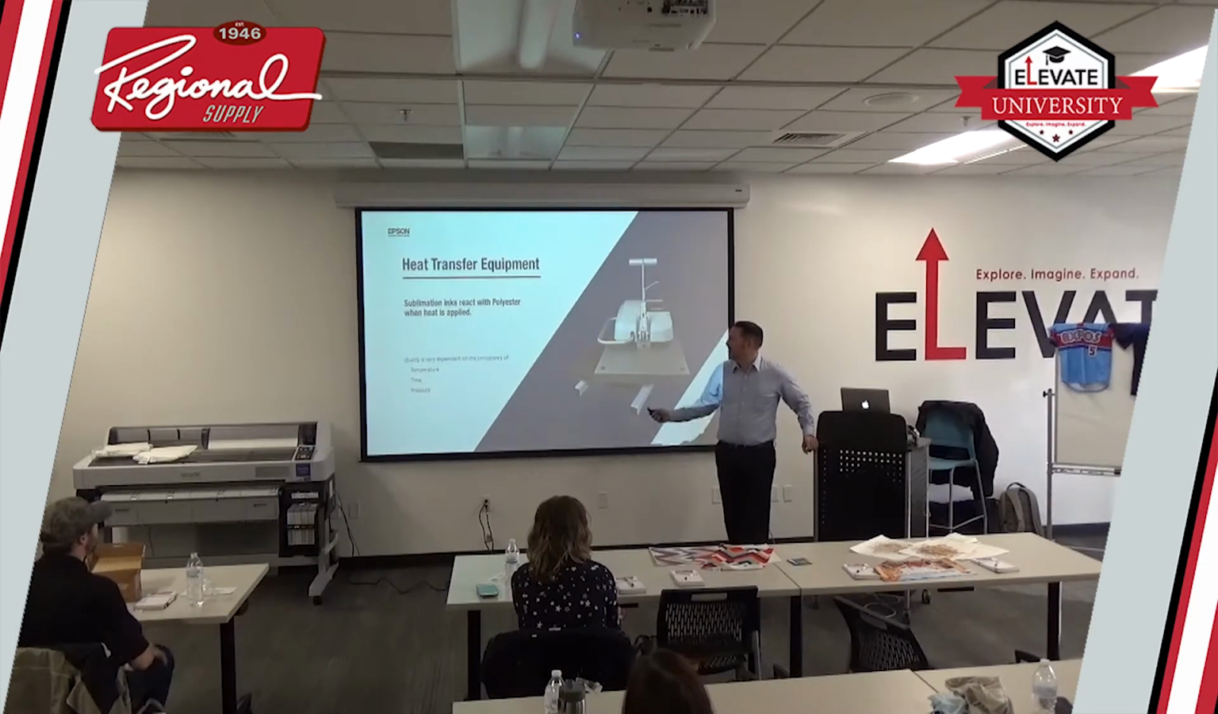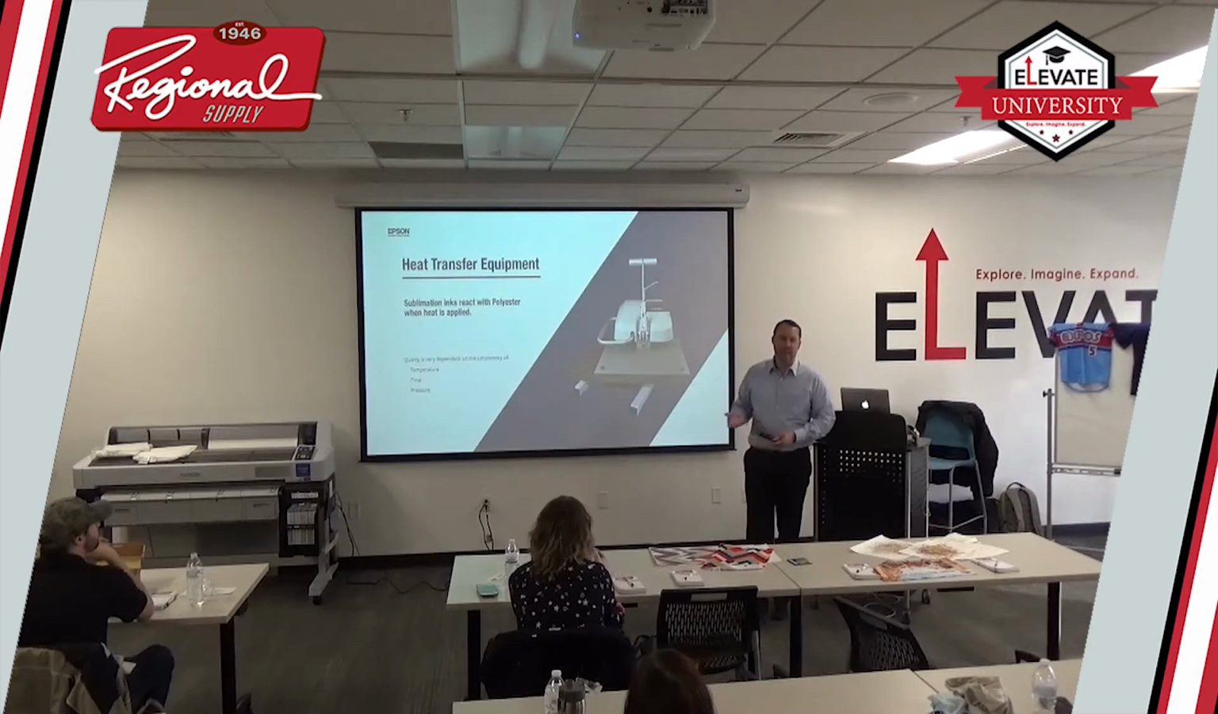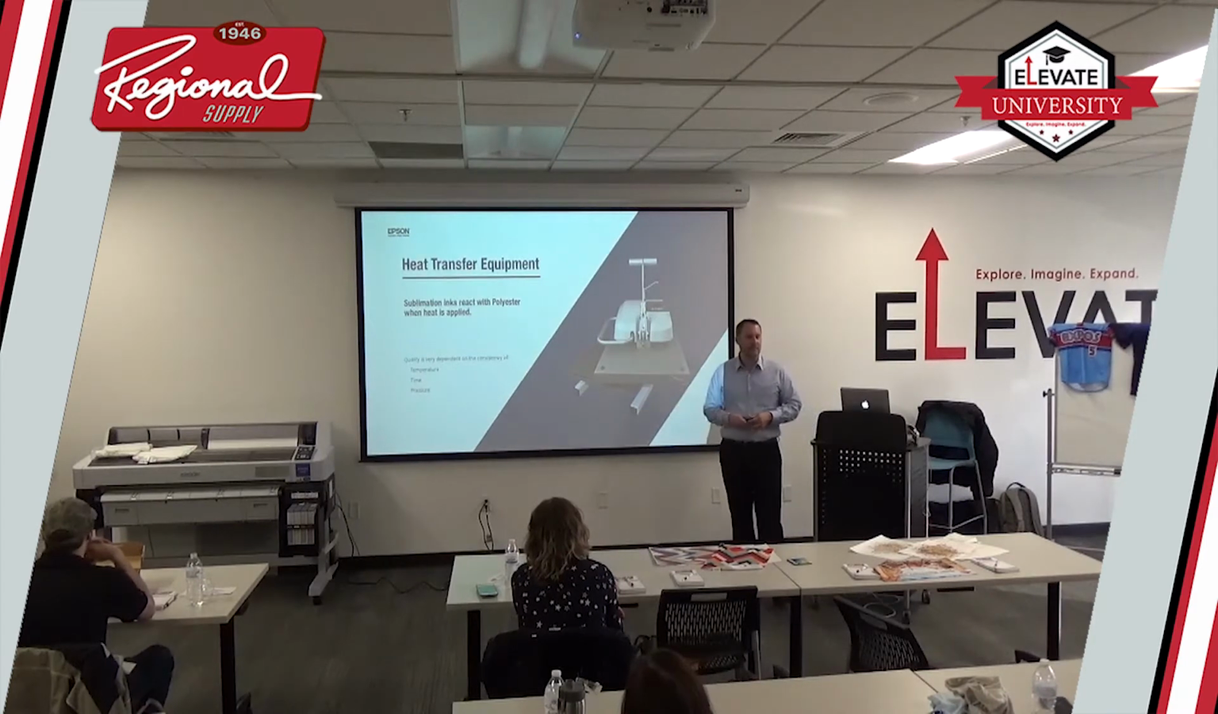So on the heat transfer side, we have to apply heat to the fabric or the polyester to be able to make it receptive, but also allow that ink to do its thing, get activated, become part of it. So usually there are 3 factors: time, temperature, and pressure. Pressure is usually the easiest one. As long as you have a consistent pressure and you're working with it day in, day out, that one usually doesn't change much. But time and temperature are the 2 big variables.